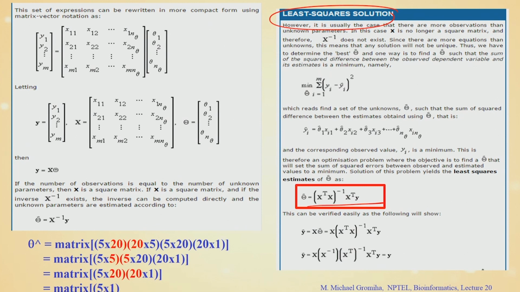If you do like this, finally you end up with the matrix 5 into 1. Because this matrix is 5 into 20 and the inverse is 20 into 5, and you can do the transpose, that is again 5 into 20, and this transpose 20 into 1. When you solve these matrices, finally you get the matrix 5 into 1. So here you can get the delta sigma I parameters.